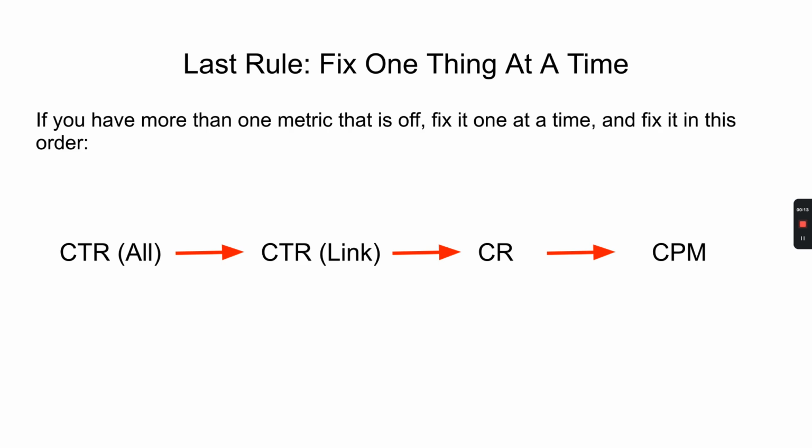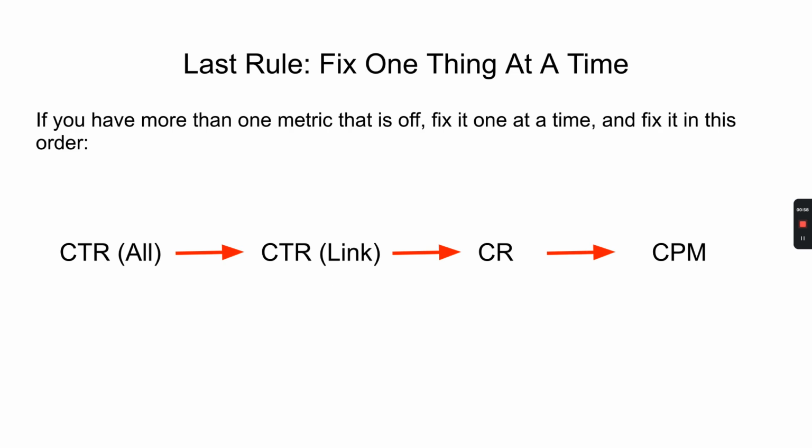All right, so there's one more rule, and this has more to do with the next steps of figuring out your metrics. Make sure if you have multiple metrics that are off, only fix one at a time, give it those 3,000 impressions, and then go back and see how it has affected the rest of your metrics.